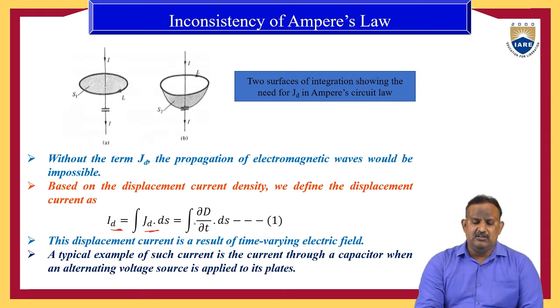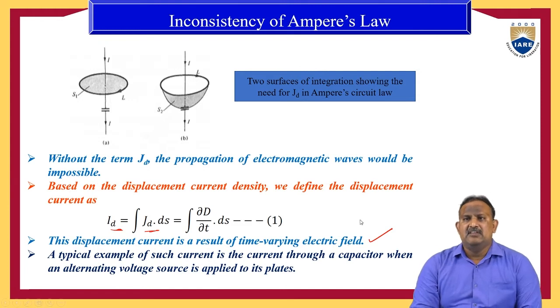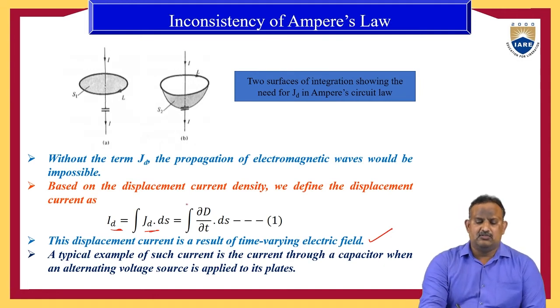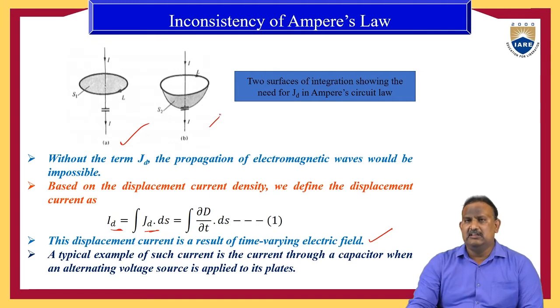So in place of JD, substitute dou D by dou T. Therefore, the integral of dou D by dou T into DS. This displacement current is a result of time varying electric field. The displacement current density is a result of time varying electric field. A typical example of this inconsistency can be observed in the figures. There are two figures, and from the figures we can observe the inconsistency.